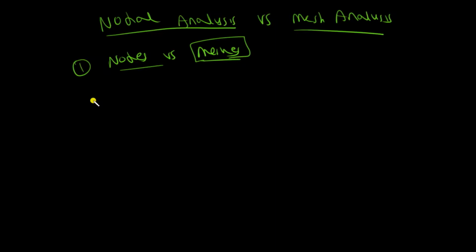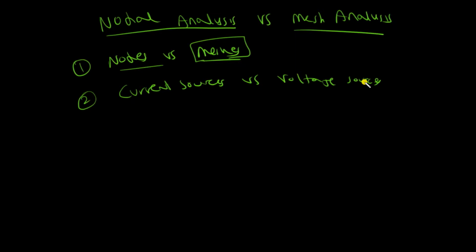The second thing is the current sources or the voltage sources. Even though it might seem at first that introducing voltage sources in nodal analysis or current sources in mesh analysis would make things more complicated, in reality that makes things even easier.